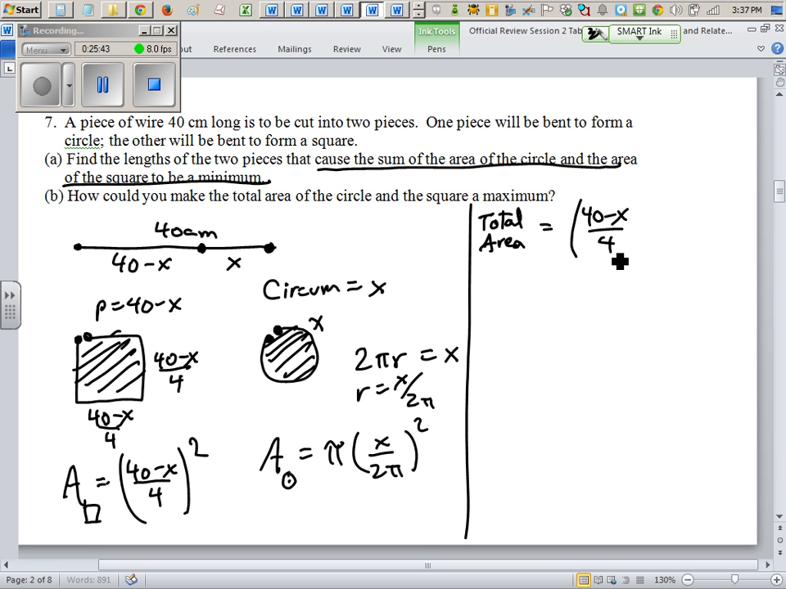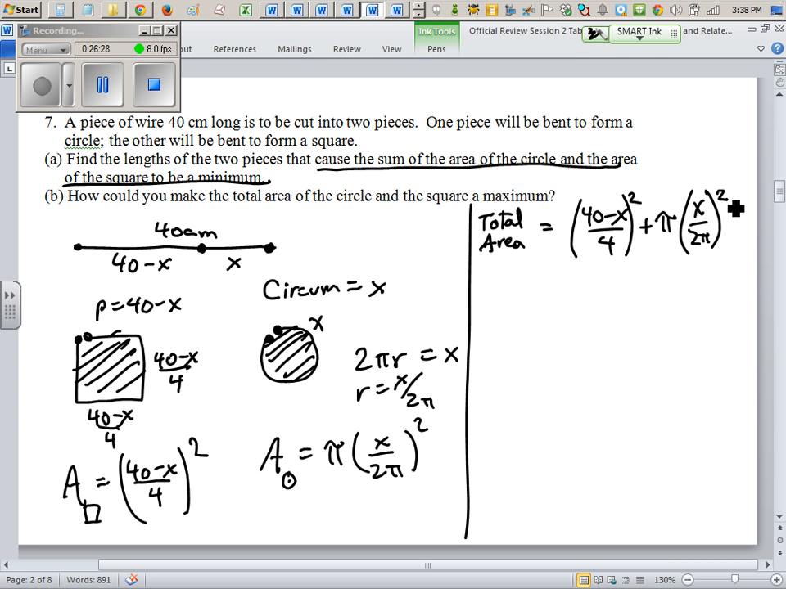Okay, so total area is what we wish to optimize. And the formula is (40 minus x over 4) squared plus pi times (x over 2 pi) squared. There it is. Step 3 of optimization is to find the x that makes this max out or min out, you know, make it the extreme. So we would take the derivative, set it equal to 0, find the critical points, then plug in the critical points and the endpoints to see which creates the smallest total area. So this is just like any other function now.